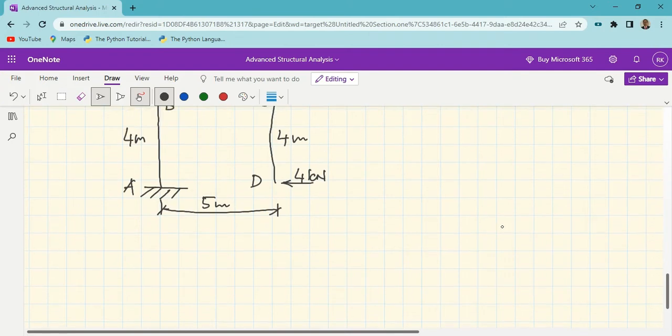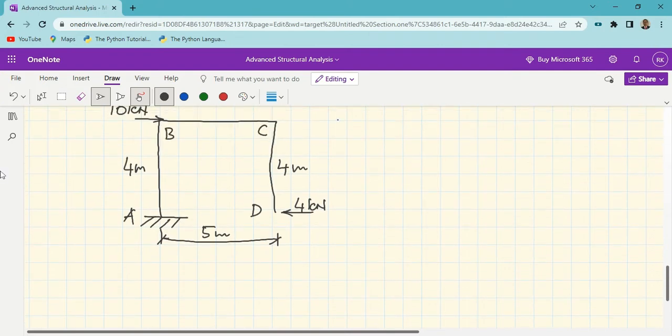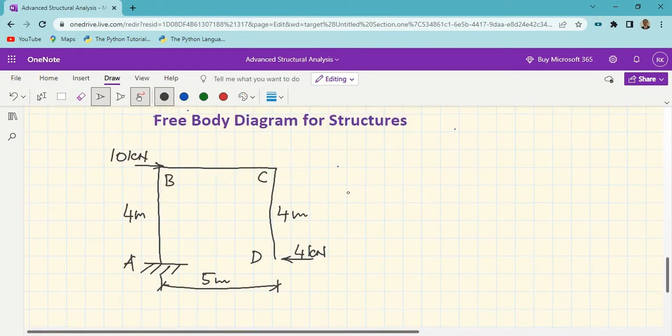Now, how to take member DC for drawing the free body diagram? I am drawing it right over here. First member DC, I am drawing the member DC right over here. Let us say this is member DC, this is D, and this is C. In D and C, this is for 4 meters, and the applied load at D is 4 kilonewton. Now I cannot do anything at D because the load is 4 kilonewton. That's all. We cannot make any adjustments.